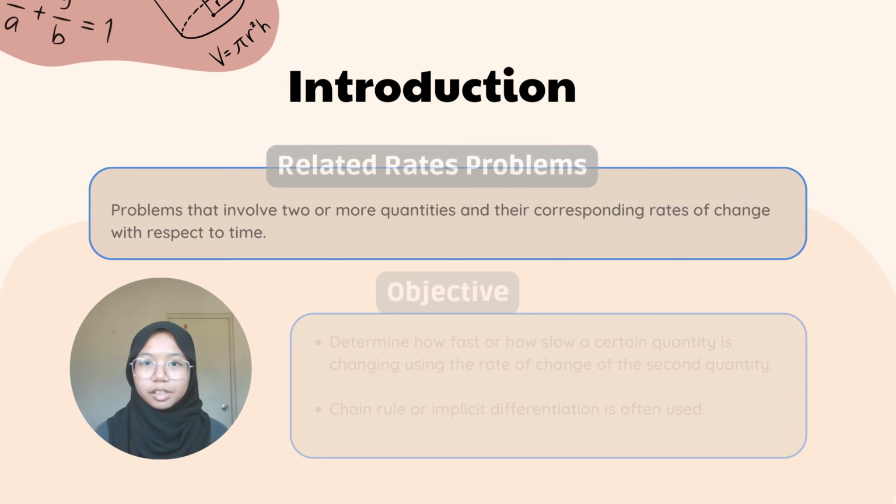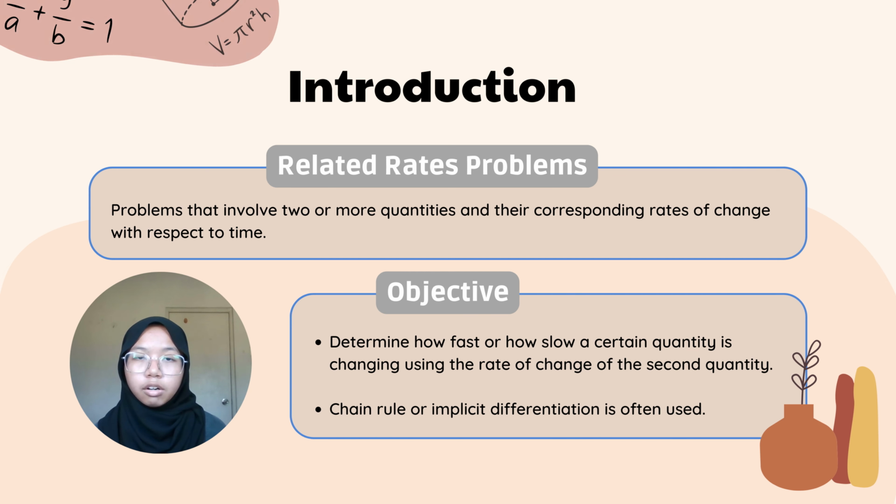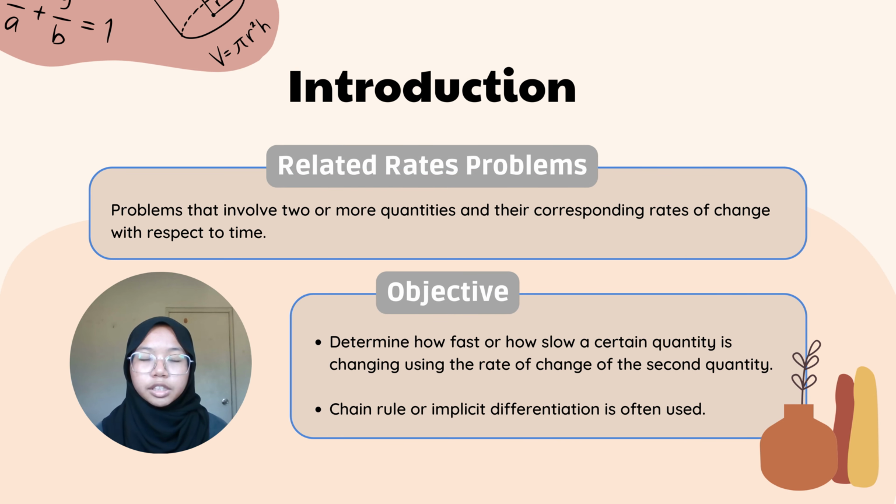The first topic is about related rates problems. What are related rates problems? Related rates problems involve two or more quantities and their corresponding rates of change with respect to time. The objective of this topic is to determine how fast or how slow a certain quantity is changing using the rate of change of the second quantity. Chain rule or implicit differentiation is often used.